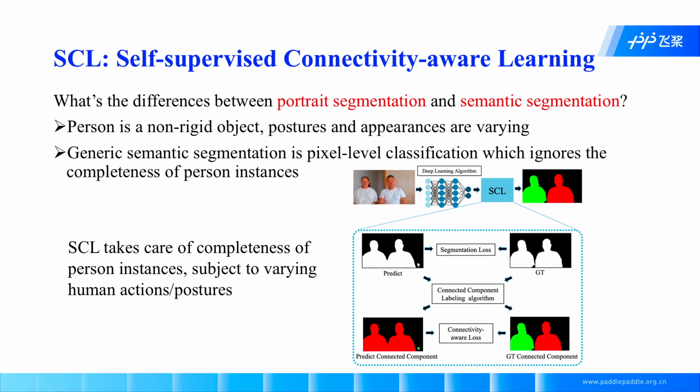Thus, we propose self-supervised connectivity-aware learning, named SCL. It is a new learning framework that takes care of the completeness of the portrait instance, subject to varying human actions and postures. Specifically, in addition to using traditional semantic labels as supervision, SCL extracts the connected components from semantic labels and uses them as the supervision signal to fulfill a semantic connectivity loss.